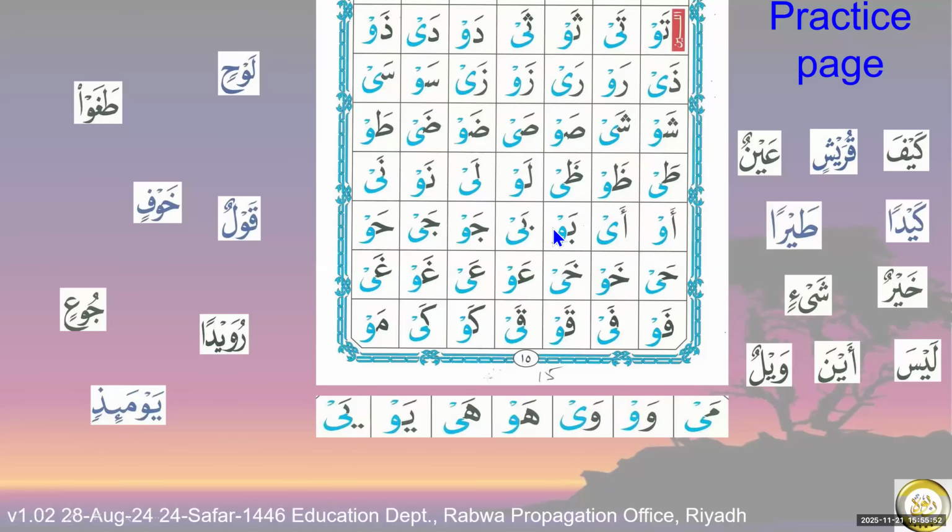This is the page in the textbook for the practice, and some examples we discussed about it. Kaifa, Yalin; Quraish, Yalin; Ruwaida, Yalin; then Yawma is in Wawlin; then Qawlun, it is a Wawlin. So these examples we discussed about the Yalin and Wawlin. In Yalin and Wawlin, the only thing we have to observe is whether the letter is having fatha on it or not. If there is no fatha, there is no lean.